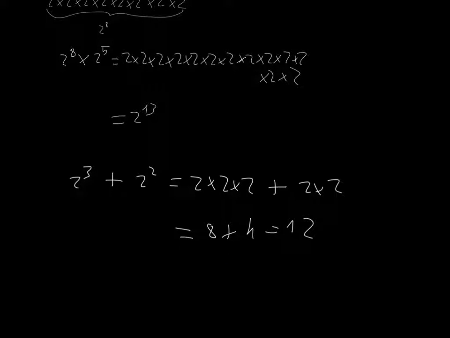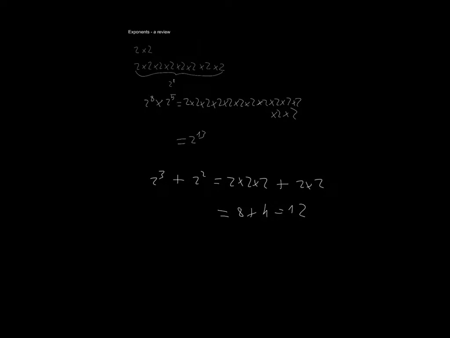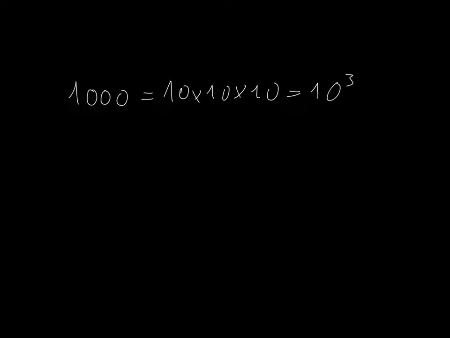Now, one last little thing that we need to know is that we can, of course, have powers of 10, and that's the easiest thing in the world. Because for example, 1000 is just 10 times 10 times 10 equals 10 to the 3. So basically all I need to do is count the zeros and it gives me the exponent.